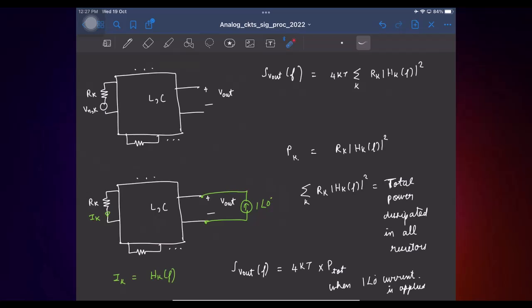So the power dissipated in the kth resistor is still this, nothing changes. This is still the total power dissipated in all the resistors. So this result is still fine. Till here it's fine.